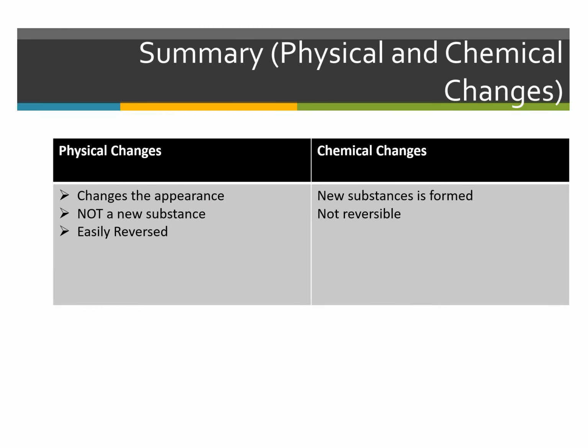So, summary for physical and chemical changes. For physical changes, it changes the appearance, but it does not create a new substance, and it's easily reversible. For chemical changes, a new substance is formed. We do a chemical reaction to create a new substance. And it is not reversible, at least not without making another chemical reaction, which would still make it a chemical change, because once again we would need to do another reaction for that. So chemical changes produce new substances that are not reversible without another chemical reaction.